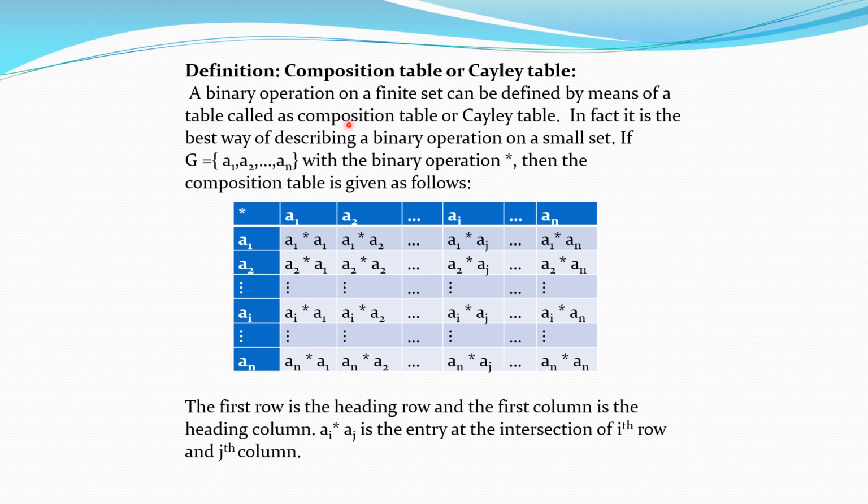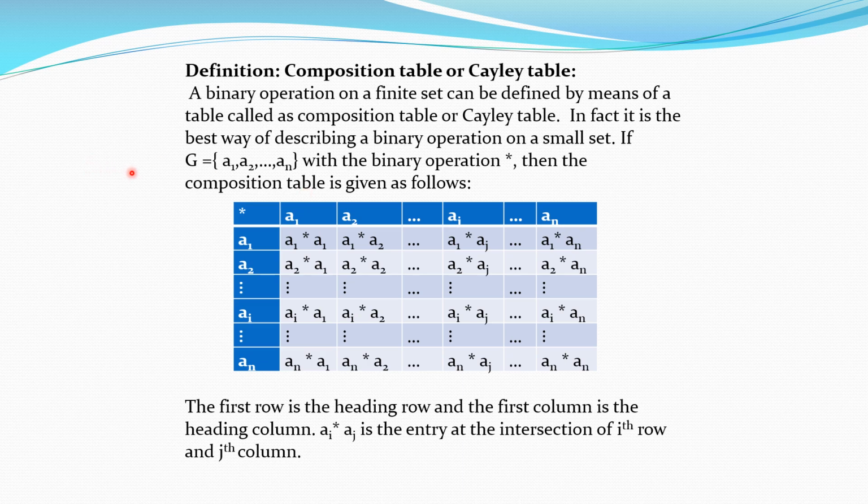A binary operation on a finite set can be defined by means of a table called a composition table or Cayley table. In fact, it is the best way of describing a binary operation on small sets. So if I consider G as {a1, a2, ..., an} with binary operation star, then see how to prepare the composition table.